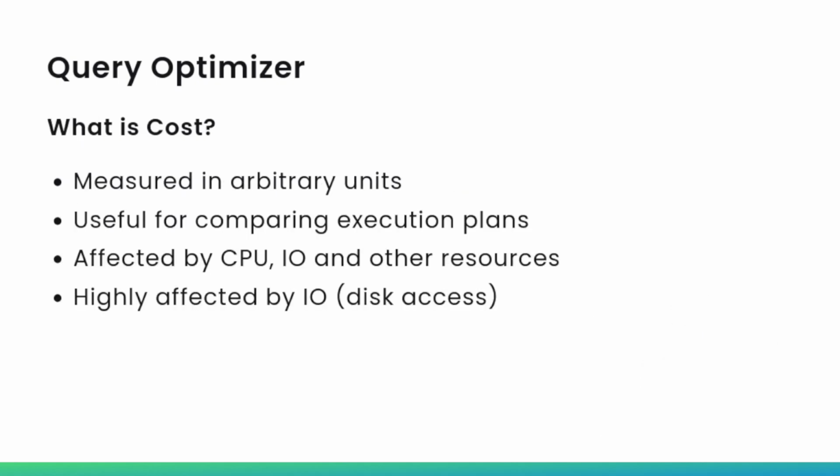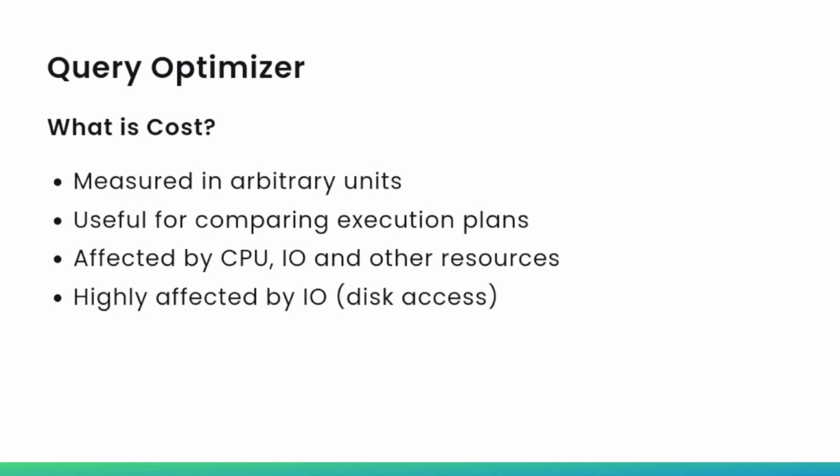So as we discussed, cost is just an arbitrary unit. It doesn't actually mean anything. If you tell me, oh man, you can't believe it, I just executed a query with a cost of 1 million, it doesn't mean anything. Cost is only meaningful when you compare two execution plans that are supposed to fulfill the exact same query, okay? So as we mentioned, cost is affected by CPU, I/O, and other resources, but mostly I/O because that's considered the most expensive operation.